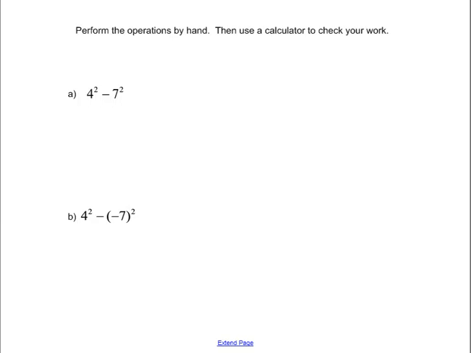Perform the operations by hand, then use a calculator to check your work. Since we're going to be doing a number of different operations within each one of these problems, I'm going to put my order of operations reminders over here.